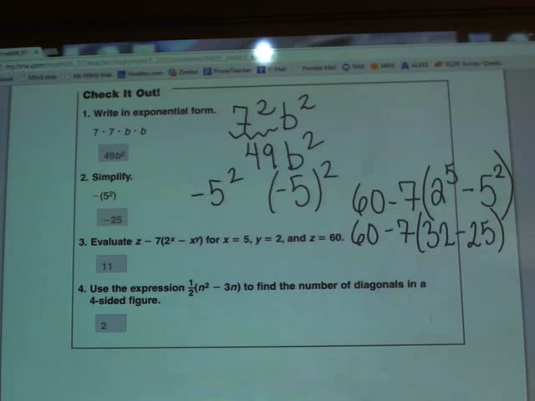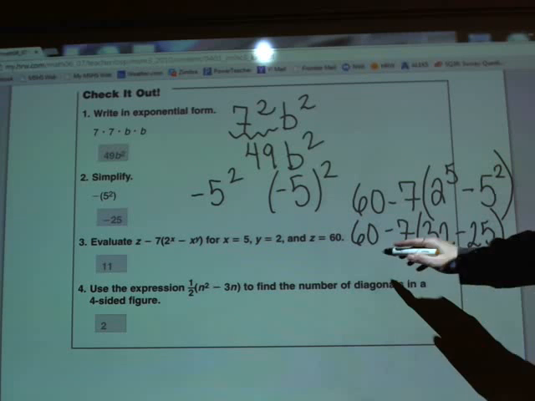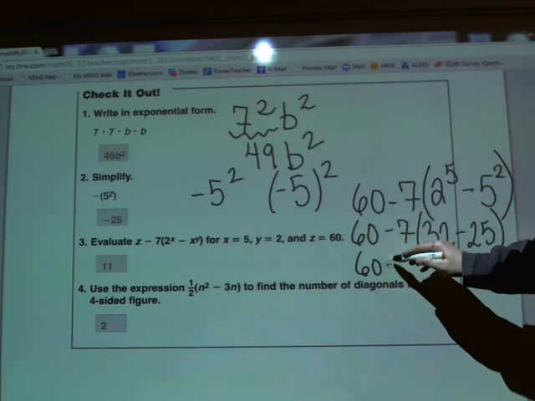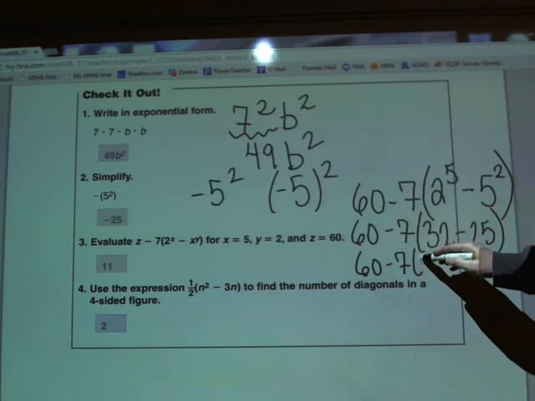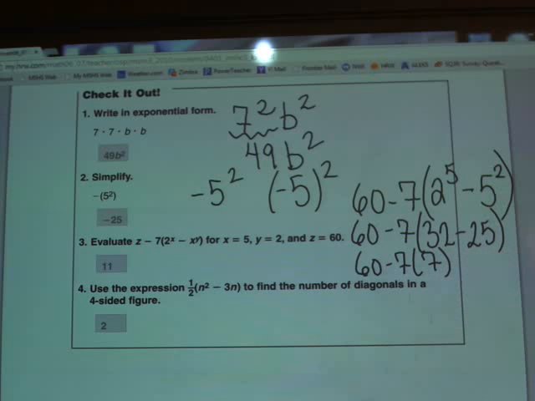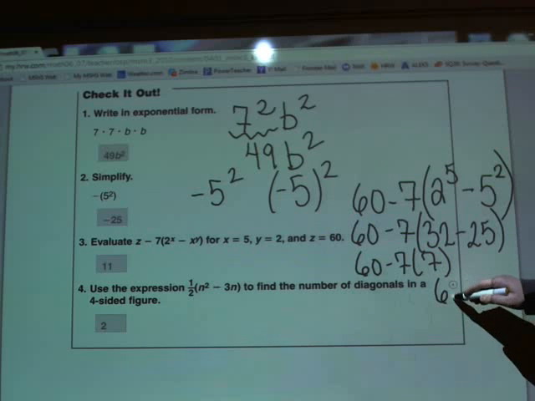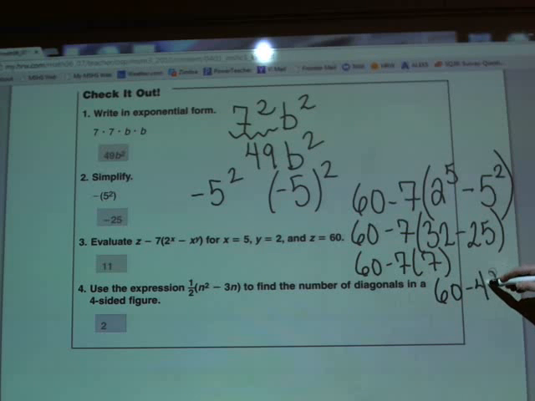Okay, parentheses still there, so we're still going to have to take care of that. 60 minus 7 is going to stay, but the inside of that parentheses is 32 minus 25, which is 7. Well, now I'm choosing between subtraction and multiplication. Which one to do first? We know we're going to have to do the multiplication first, so that's going to be 60 minus 49, and 60 minus 49 changes into our answer that we see pre-printed, 11.